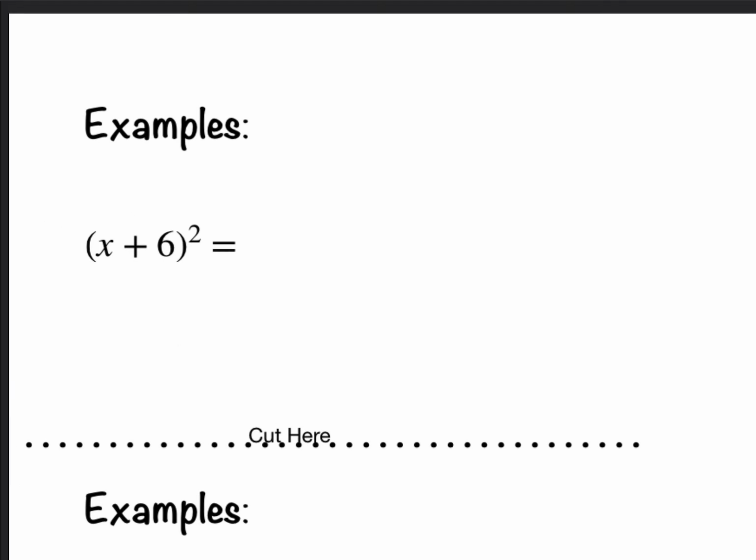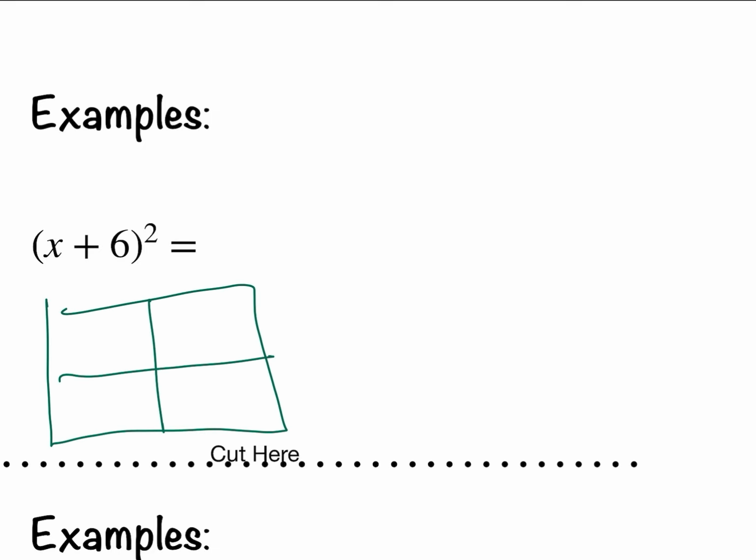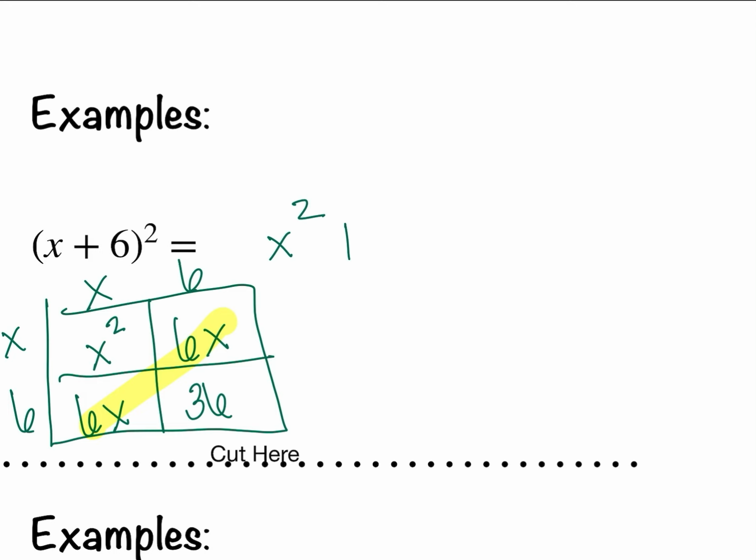So on our first example, we could go ahead and multiply this out and use the box method by saying x times x gives me x squared, x times 6 gives me 6x, 6 times x also gives me 6x, and then 6 times 6 gives me 36. And then we can go ahead and simplify, and we would get x squared, and then 6 plus 6 gives me 12 x's, and then plus that 36. So this is our final answer.